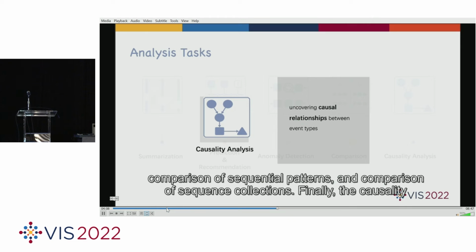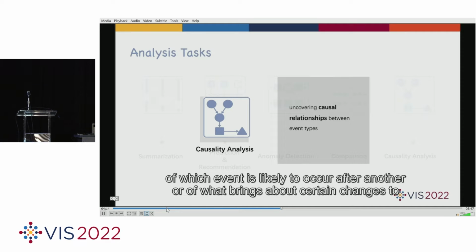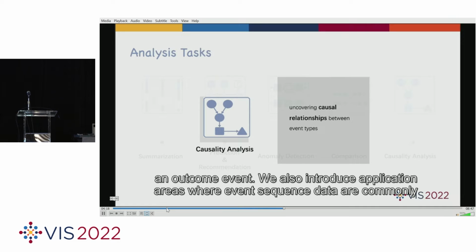Finally, the causality analysis task is to uncover causal relationships between event types to promote a better understanding of which event is likely to occur after another or of what brings about certain changes to an outcome event.